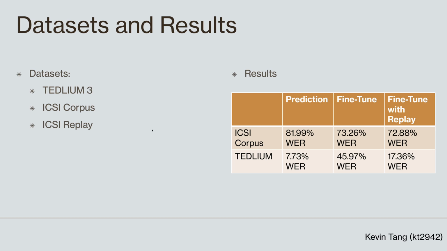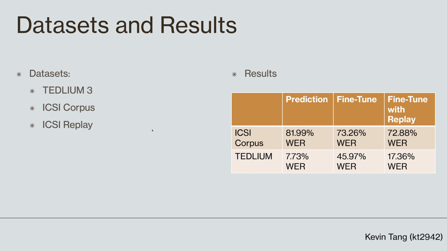And we got the following results. When we directly use the pre-trained model to decode the ICSI data, we can see we got the highest error rate among all three experiments. And when we fine-tune this pre-trained model a little bit using the ICSI dataset, we can see that its error rate decreased by about 10%.